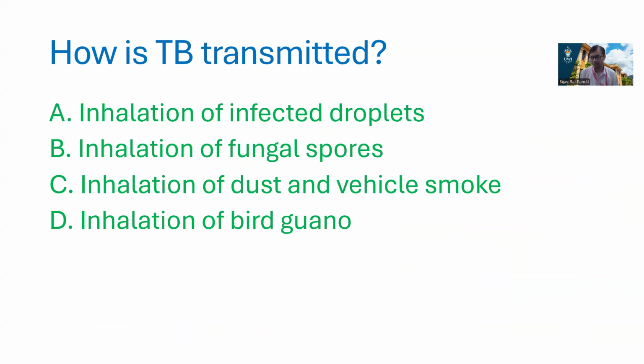So how is TB transmitted? The options are the inhalation of infected droplets, inhalation of fungal spores, inhalation of dust and vehicle smoke, and inhalation of bird guano. Many of the students agree with option A, inhalation of the infected droplets. Yes, right, great. So obviously it is transmitted by the infected droplets, as we have read in the pathogenesis.